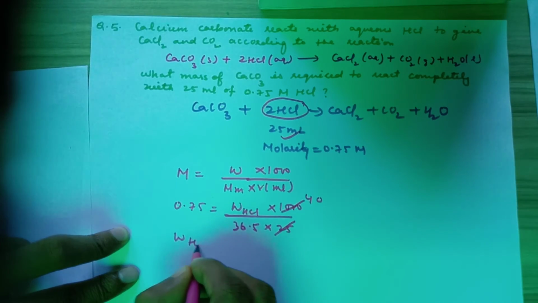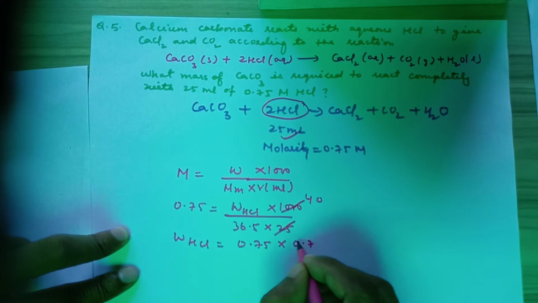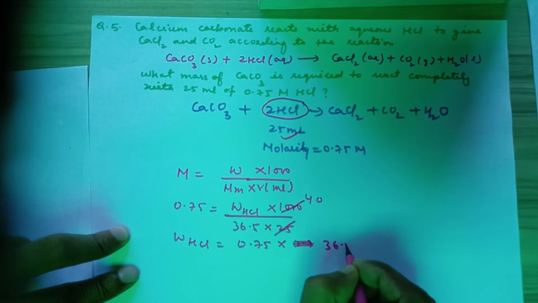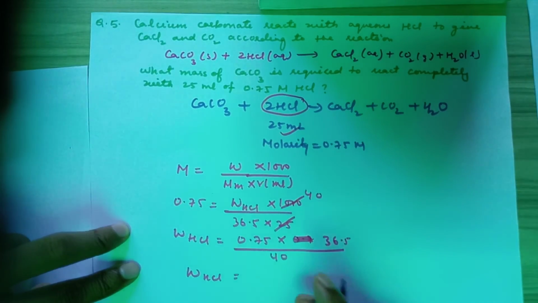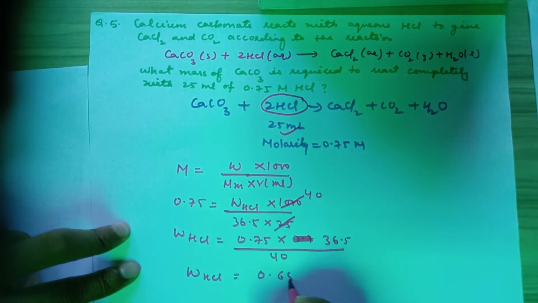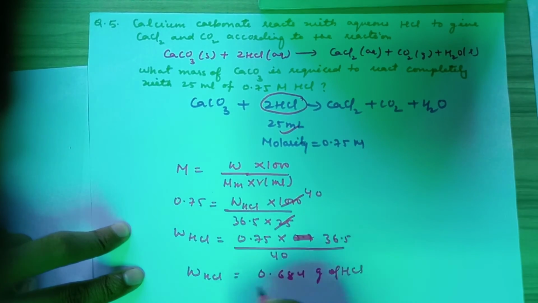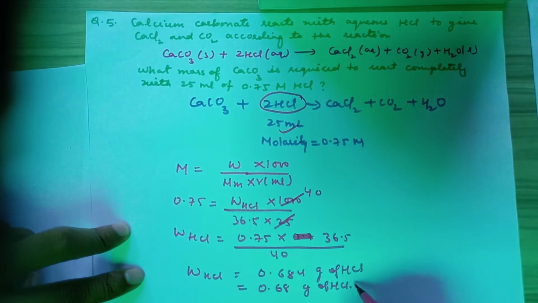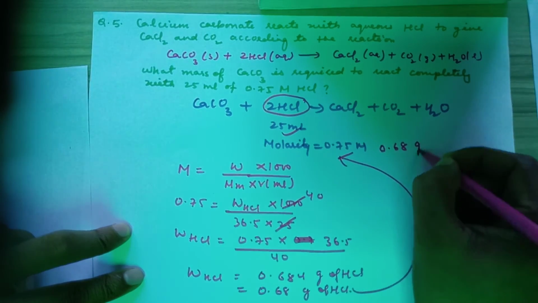So W of HCl will be 0.75 into 36.5 divided by 40. So we'll get W of HCl as 0.684 gram of HCl, or we can write 0.68 gram of HCl. So now we have obtained the amount of HCl, which is 0.68 gram.